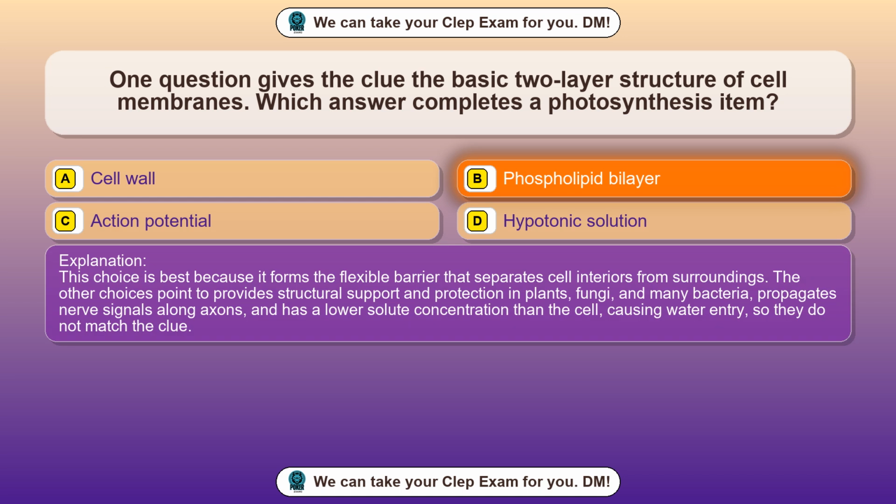This choice is best because it forms the flexible barrier that separates cell interiors from surroundings. The other choices point to provide structural support and protection in plants, fungi, and many bacteria, propagates nerve signals along axons, and has a lower solute concentration than the cell, causing water entry, so they do not match the clue.